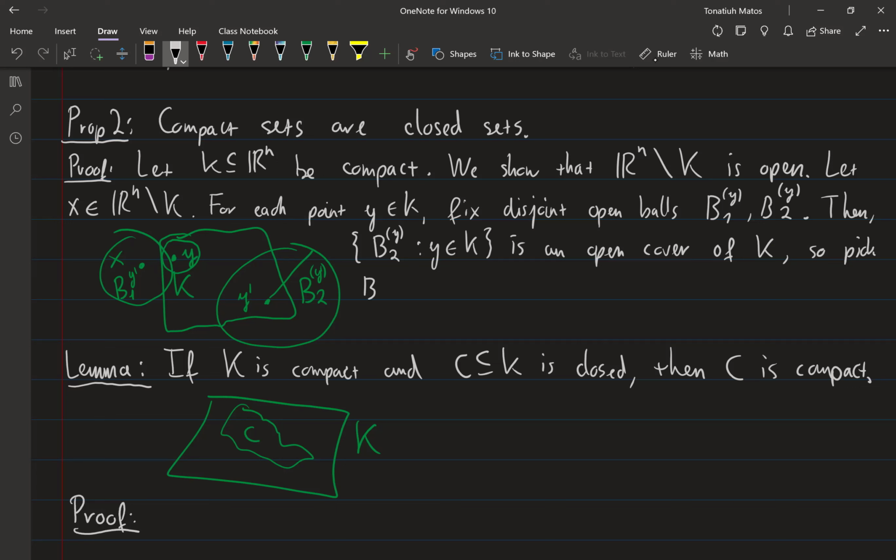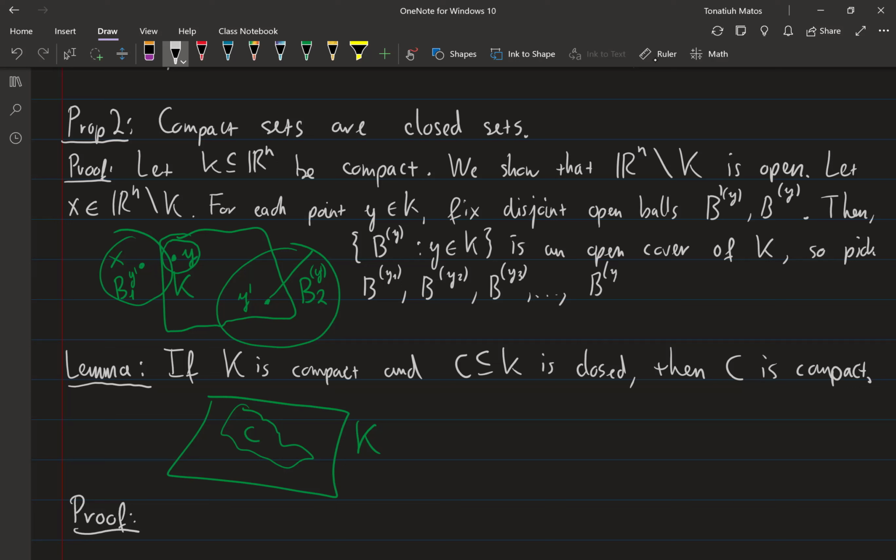Running out of indices here. Let's just remove the index. I don't think we really need it. Open balls, B prime, right? Okay, so the indices could be something like B1 for different points, right? B2, B3, they were picked out of different points.